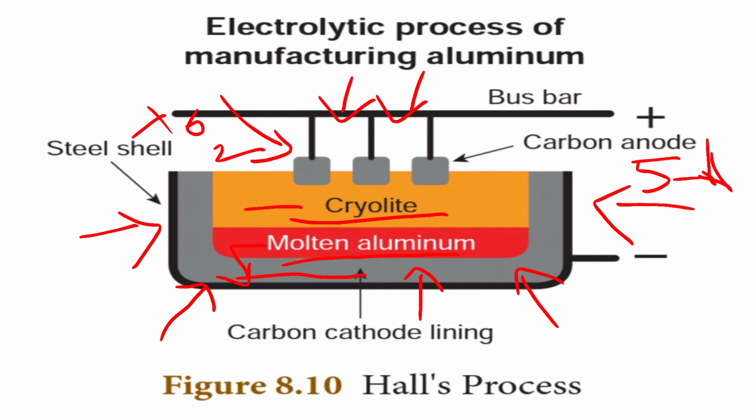Now the oxygen combines with the graphite, which is a carbon source, to form carbon dioxide. Okay, now you understand about Hall's process.